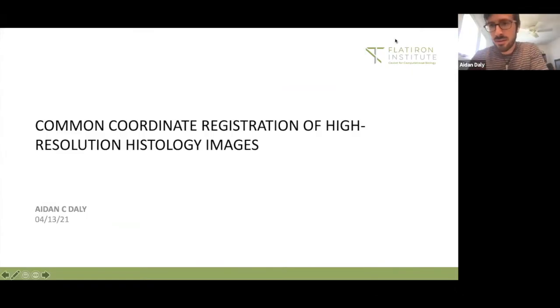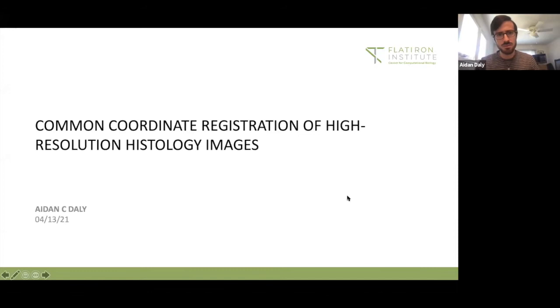So today my talk is going to be on common coordinate registration of higher resolution histology images. I'll first explain why we should care about this, what common coordinate registration means in this context, and why I think it's an important thing, particularly in the field of spatial-omics.